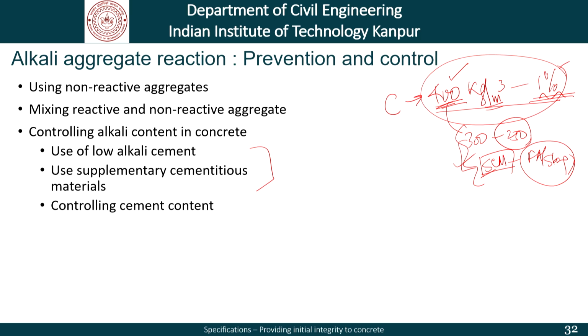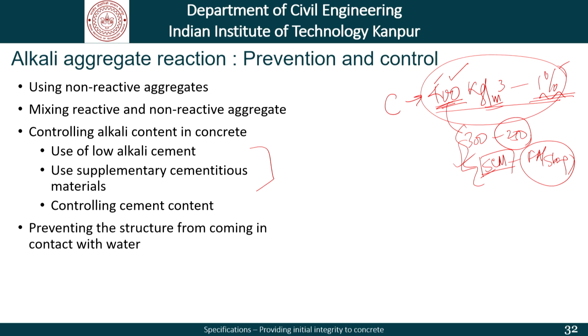Controlling the cement content is one way, that instead of 400 you work with 300 or 250 kgs of cement itself, and of course preventing the structure from coming in contact with water. Now, this is something which I have not discussed in great detail. I think we will skip this detail for a separate discussion. It has been included here only for the sake of completeness.